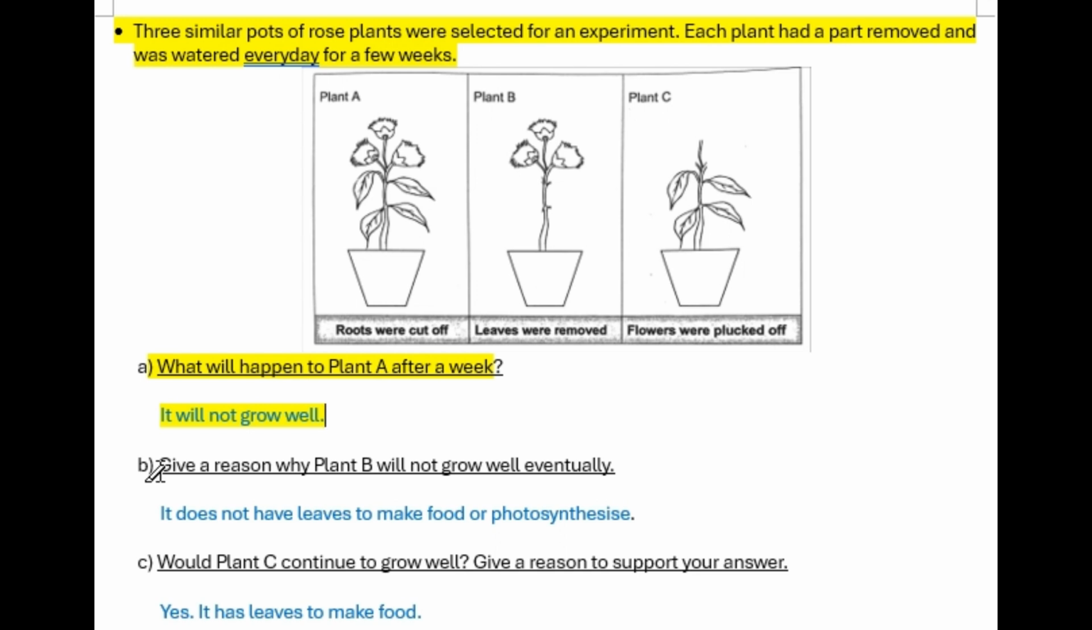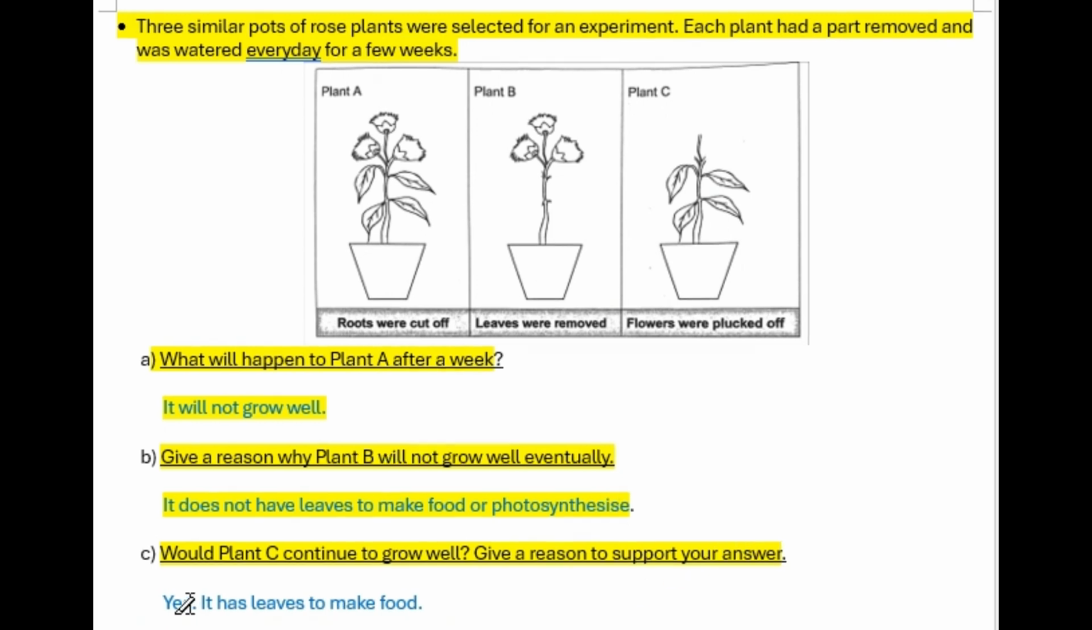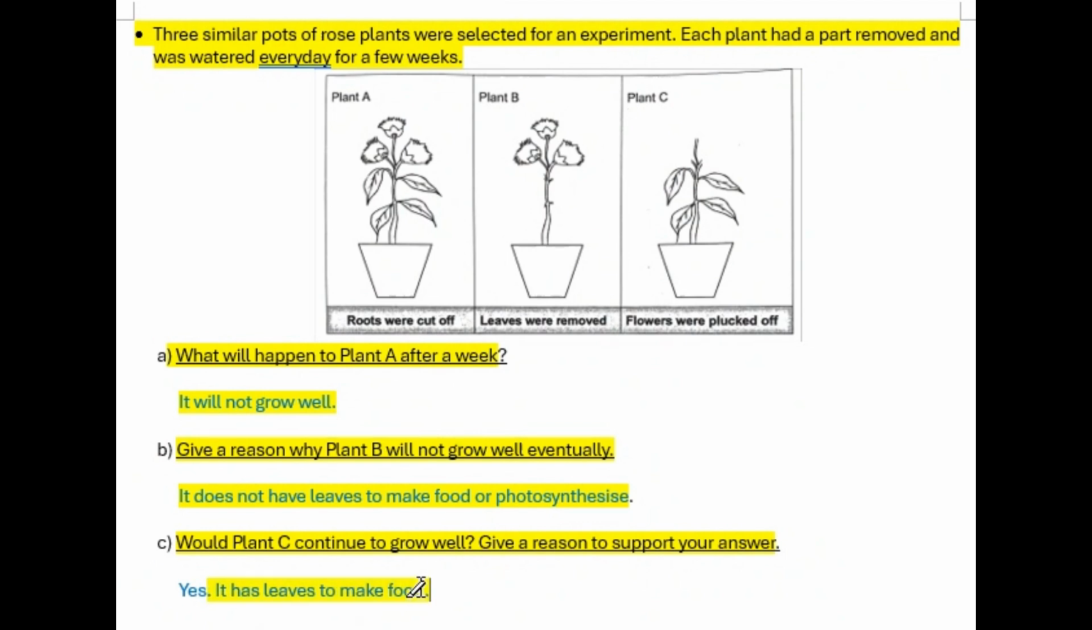B. Give a reason why plant B will not grow well eventually. It does not have leaves to make food or photosynthesize. C. Would plant C continue to grow well? Give a reason to support your answer. Yes. It has leaves to make food.